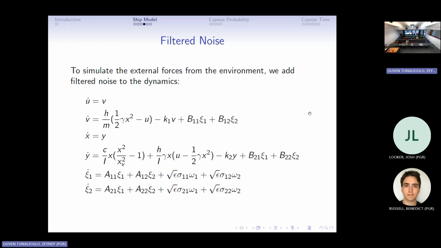That makes the noise, first of all, degenerate. The other property of the noise added is that it's filtered. Let's see what filtered noise is.